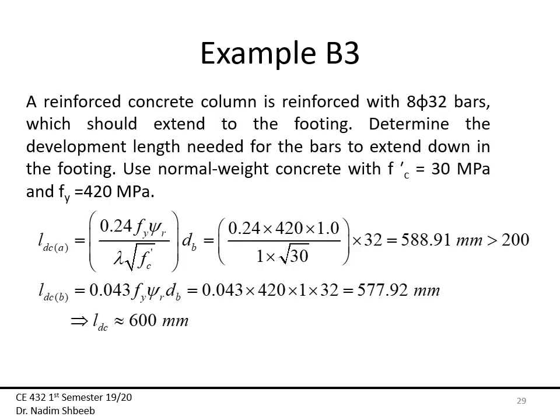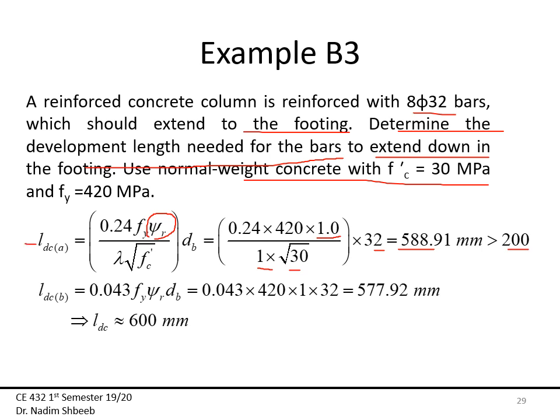Okay. Last example, and here I'm just going to measure that for columns. Here I have a column reinforced with 8 #32, and they're going to extend into the footing. Determine the development length needed for the bars to extend down in the footing. My normal weight is 30 megapascals and fy is 420 megapascals. Since I have no information on the confinement ratio, I'm just going to use 1. 0.24 times 420 divided by 1 times square root of 30 times phi gives me about 588, which is more than 200 millimeters.